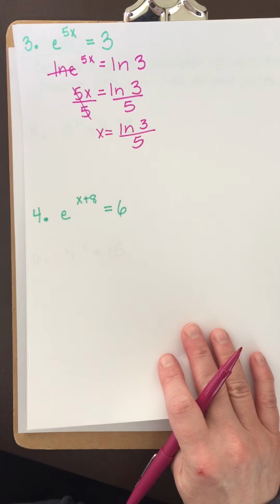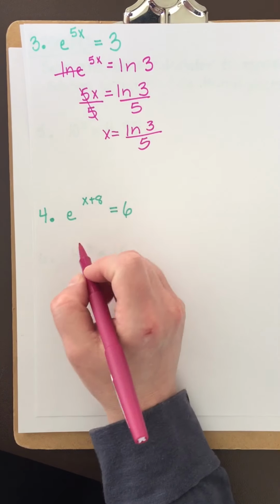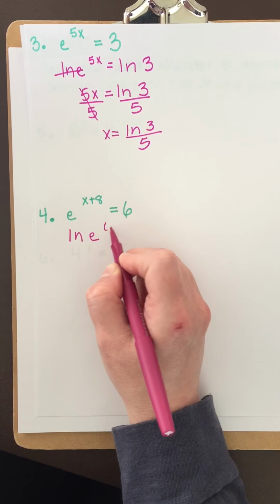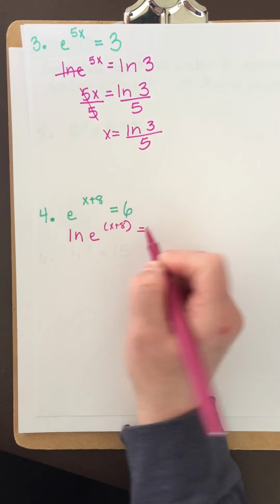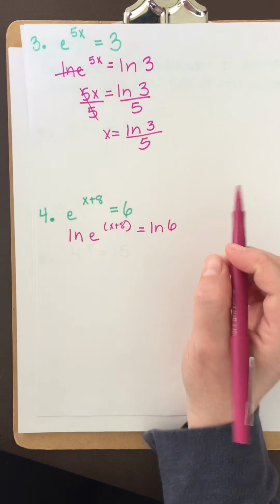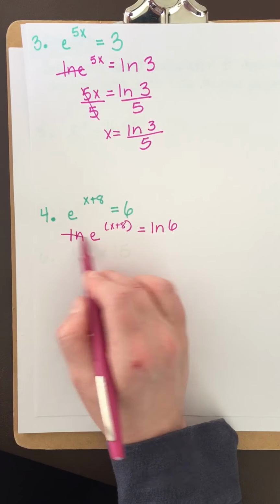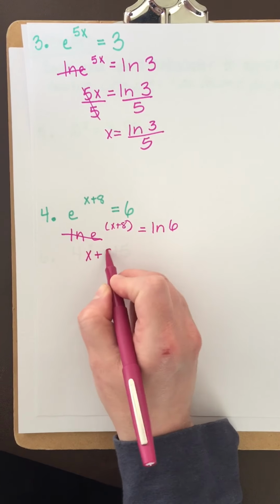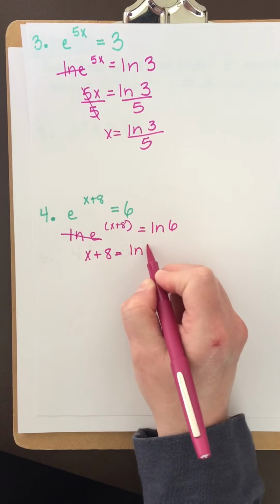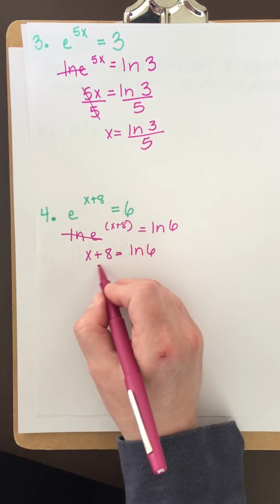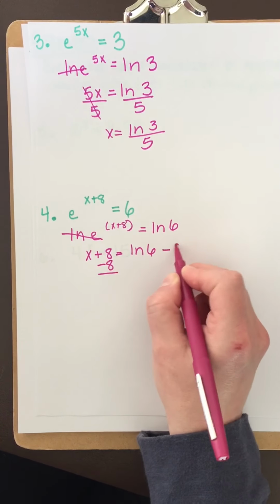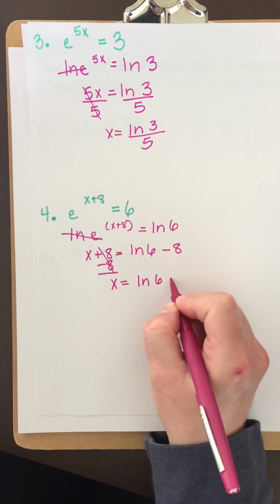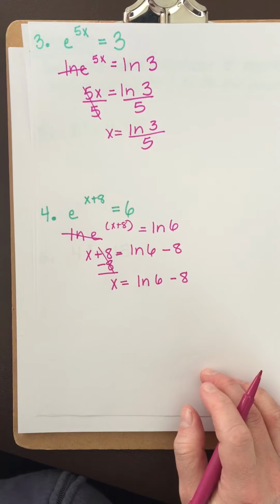All right, let's look at number 4. Same thing. I'm going to take the natural log of both sides. e to the x plus 8 is equal to the natural log of 6. All right, this is just going to cancel out because natural log is log base e. So we are left with x plus 8 equals the natural log of 6. How do we get rid of a plus 8? Well, we subtract. And we get x equals the natural log of 6 minus 8.